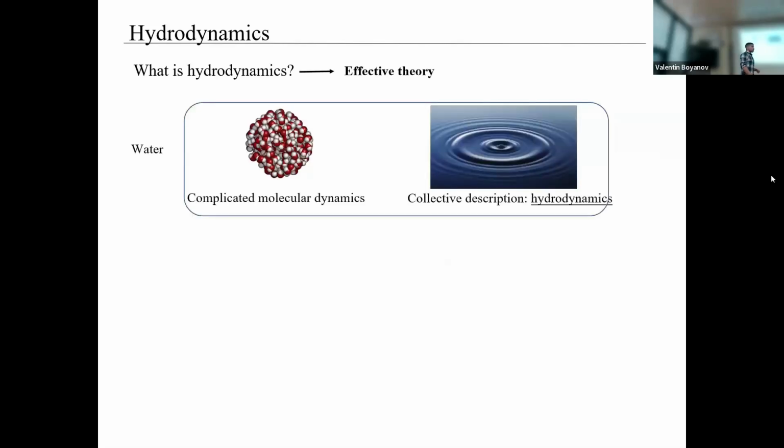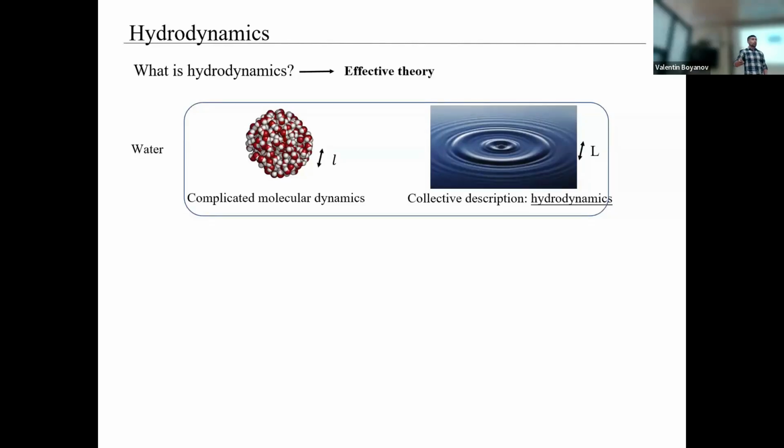But first of all, what is relativistic hydrodynamics? Relativistic hydrodynamics is an effective theory. What is the meaning of that? Let's consider small waves in water. We can describe these waves by considering all the molecules and all the interactions between these many molecules in a very complicated way. Or instead, replace this complicated description by the collective description of these molecules, which is provided by fluid dynamics, by hydrodynamics, which is much simpler.